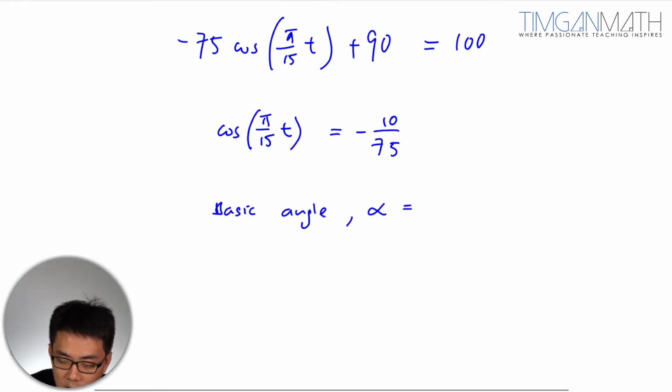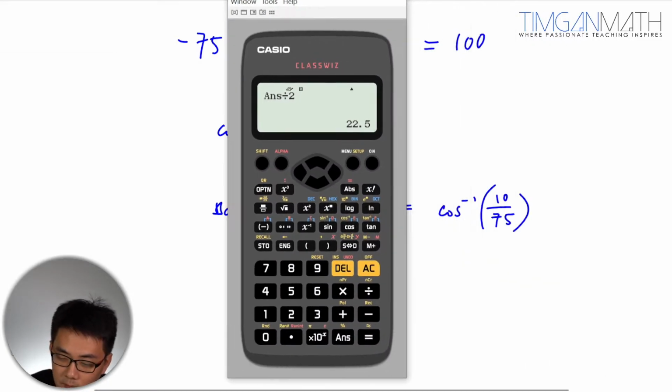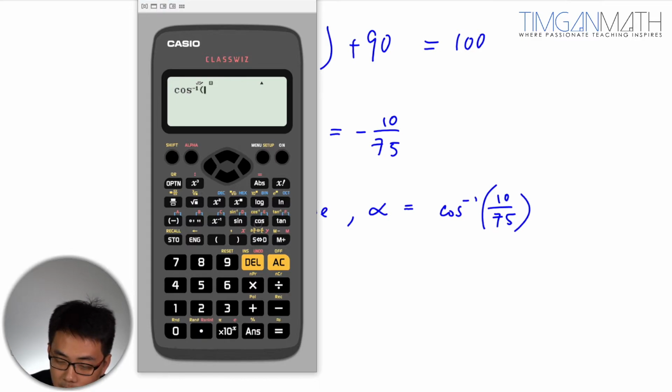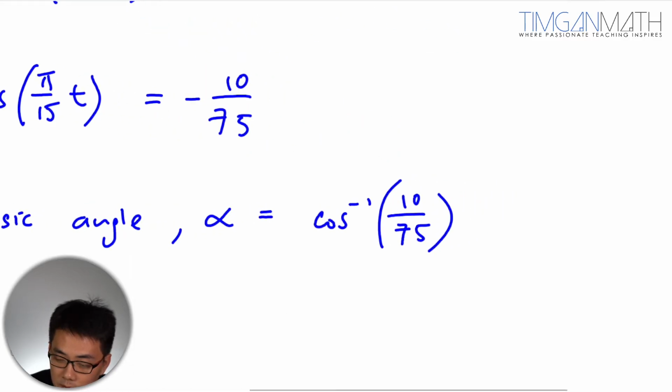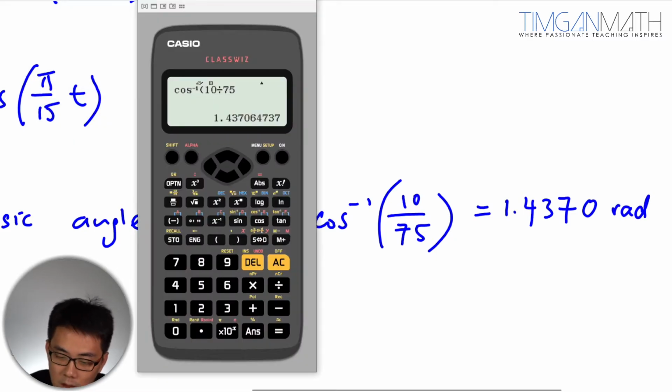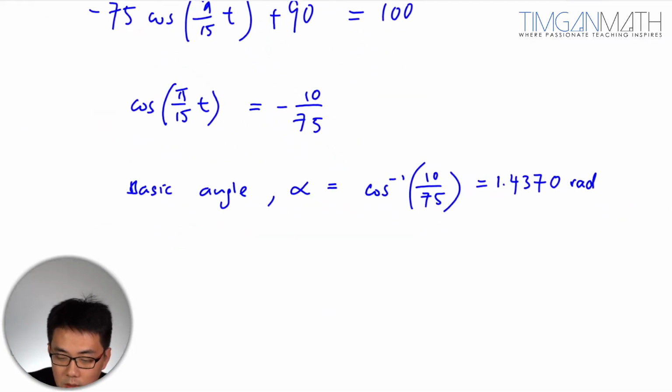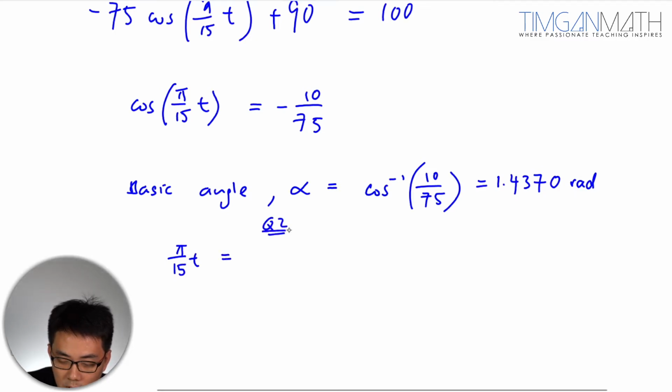alpha, which is just cosine inverse of the positive value there, and that will give us cosine inverse 10 over 75, 1.437. This is 1.4370 radian. Okay, then after which that will give us pi over 15 t. This will be quadrant 2 and quadrant 3, which is rightfully so. Quadrant 2 will just be pi minus alpha. Quadrant 3 will be pi plus alpha.